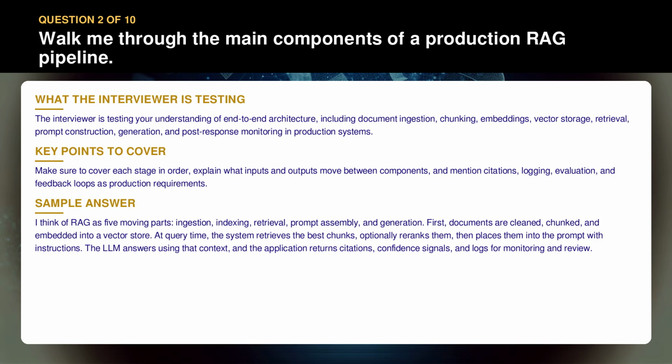I think of RAG as 5 moving parts: ingestion, indexing, retrieval, prompt assembly, and generation. First, documents are cleaned, chunked, and embedded into a vector store. At query time, the system retrieves the best chunks, optionally re-ranks them, then places them into the prompt with instructions. The LLM answers using that context, and the application returns citations, confidence signals, and logs for monitoring and review.